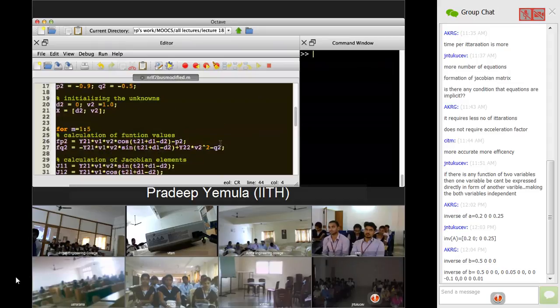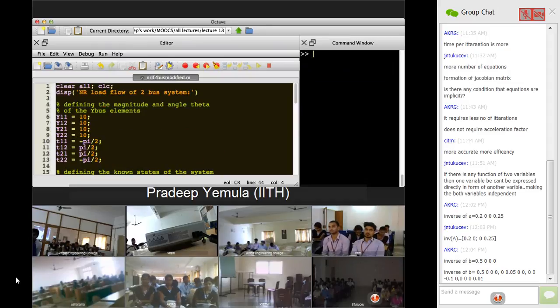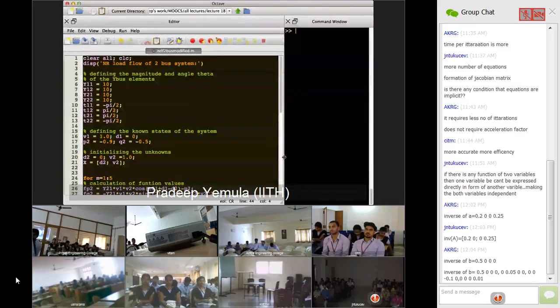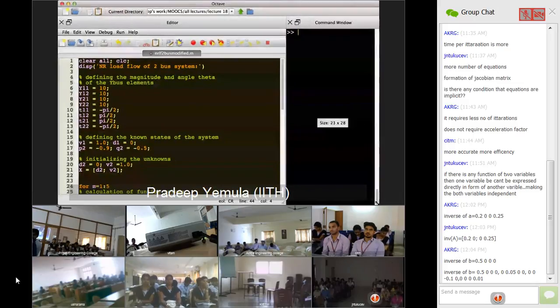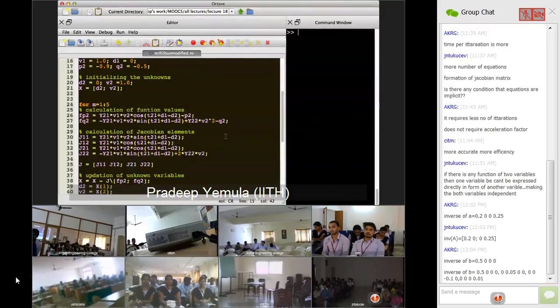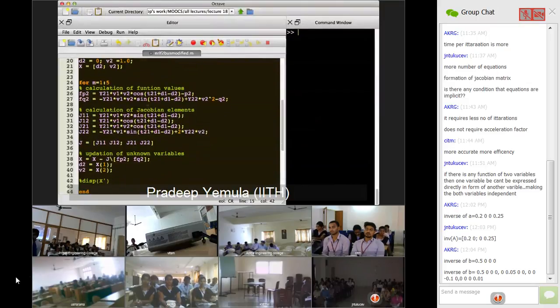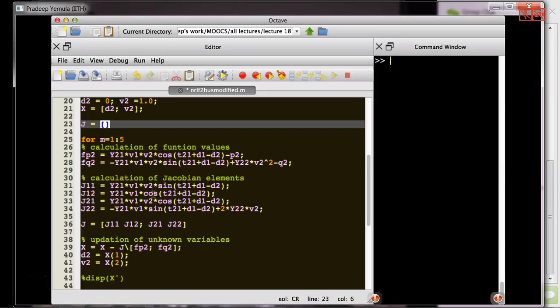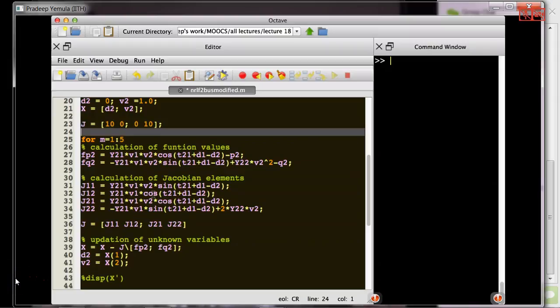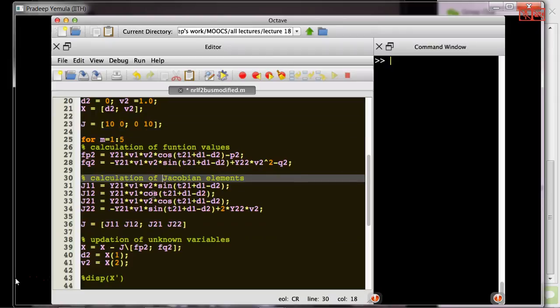On your screen, you have the same code that we just saw some time before. Now I'll just make some changes. Up to here everything is the same. Calculation of the Jacobian elements I don't need to do. Once I define the Jacobian matrix outside the for loop, I simply delete all this.